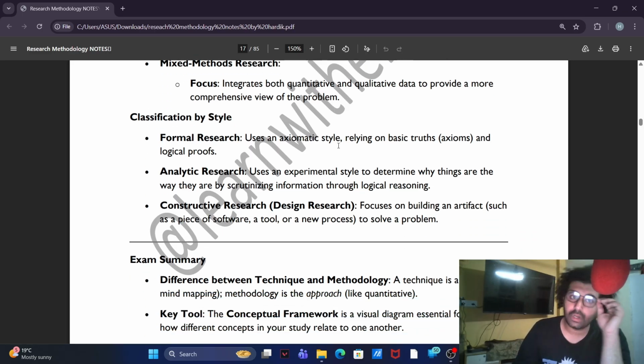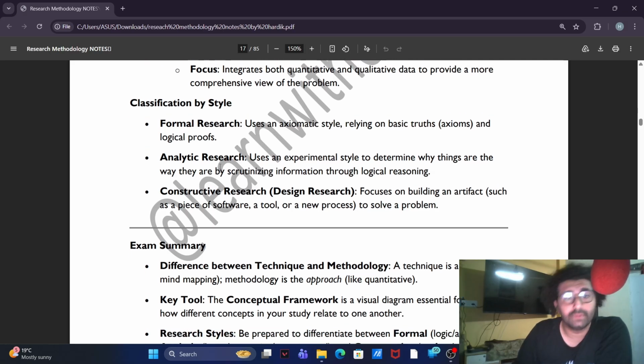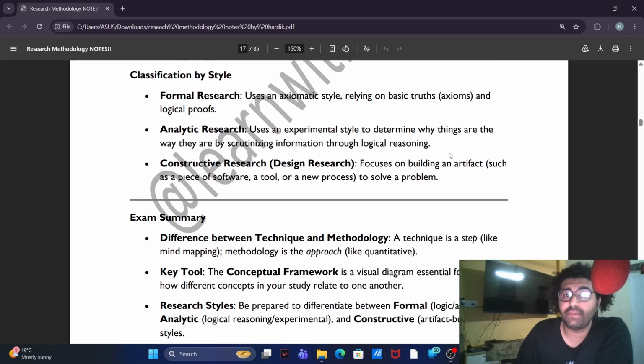Next is the classification by style. It is divided into three: formal research, analytic research, and constructive research. Formal research uses a style relying on basic truth, axioms, and logical proof. Analytic research uses an experimental style to determine why things are the way they are by scrutinizing the information through logical reasoning. Constructive research, or design research, focuses on building an artifact such as a piece of software, tool, or a new process to solve a problem.